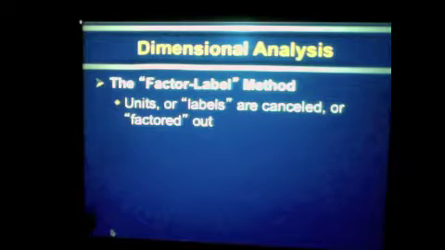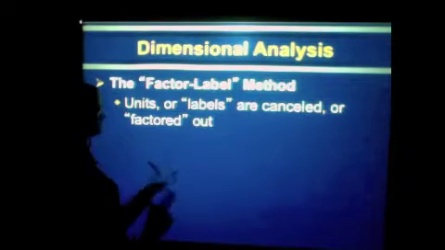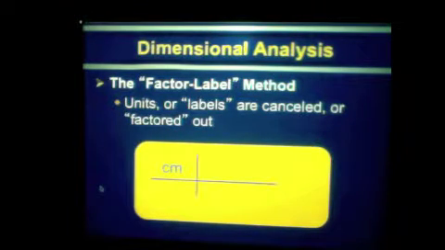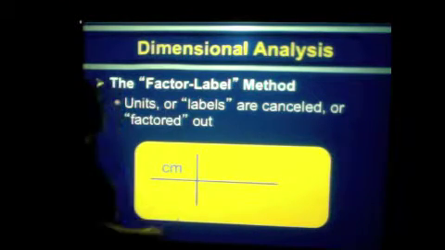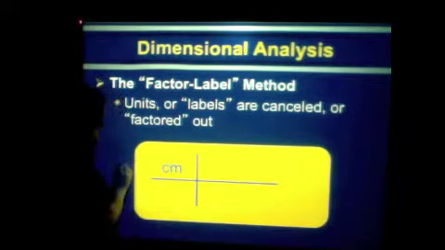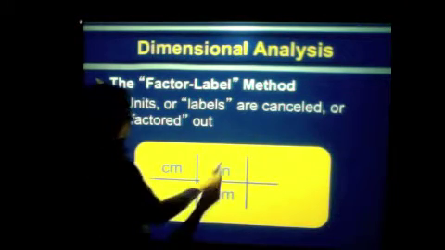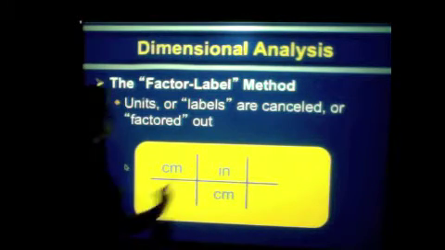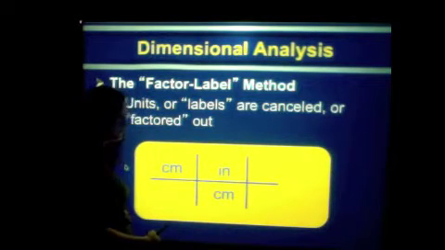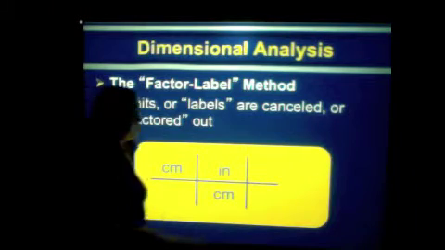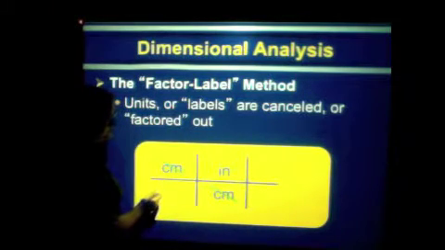So with the factor label method, you're going to set up things so they cancel or factor out. So for instance, if we have centimeters, we want centimeters to go away, we're going to draw what's called a conversion table. To get the centimeters to go away, we need to divide by centimeters. And then if we're trying to get to inches, we're going to put inches on top. Now let's say we need to go to feet. That means we need to get rid of inches, so where is inches going to go? To the bottom, and then whatever you're trying to get to in that particular step goes on top.